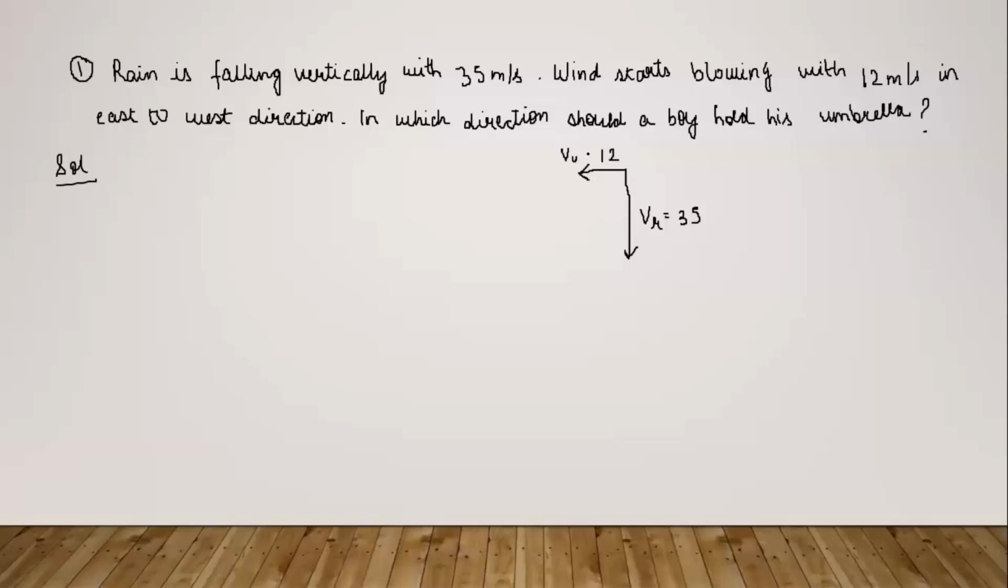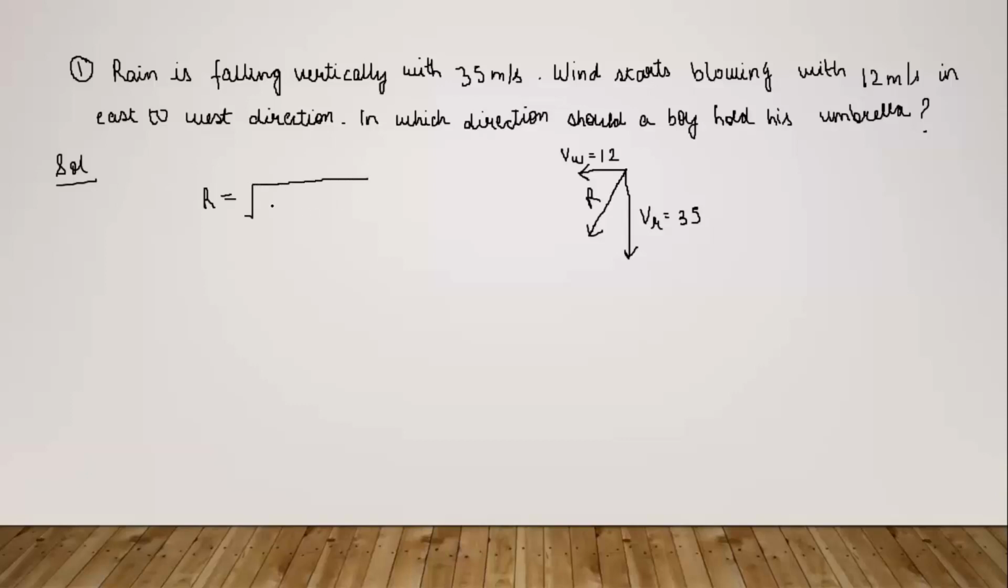We denote this with VW, and in which direction should a boy waiting hold his umbrella? That simply means that the wind will cause the raindrops to move slightly or change their direction. So in which direction should a boy hold his umbrella? The umbrella should be held in the direction of the resultant vector. Only then the boy will not get wet. That is, the resultant will be somewhere in between both these vectors. Let's suppose this is the resultant vector R, and we already know the formula for how to calculate a resultant vector.